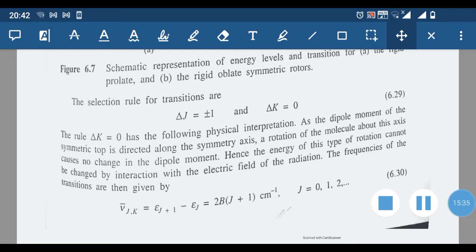the projection of the total angular momentum along the molecular symmetry axis. So a rotation about that axis, the molecular symmetry axis, produces no change in dipole moment.